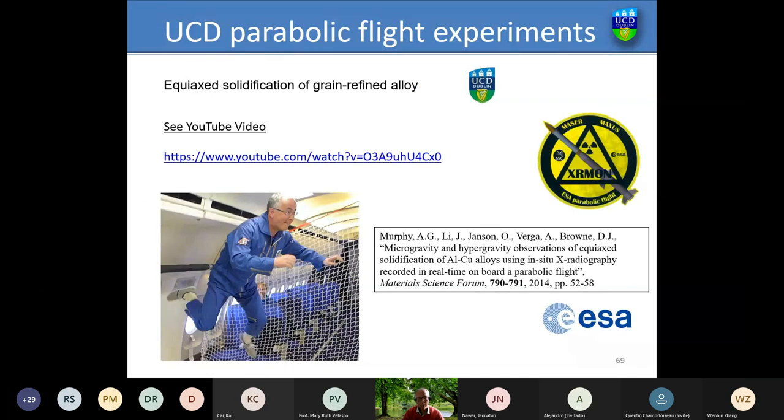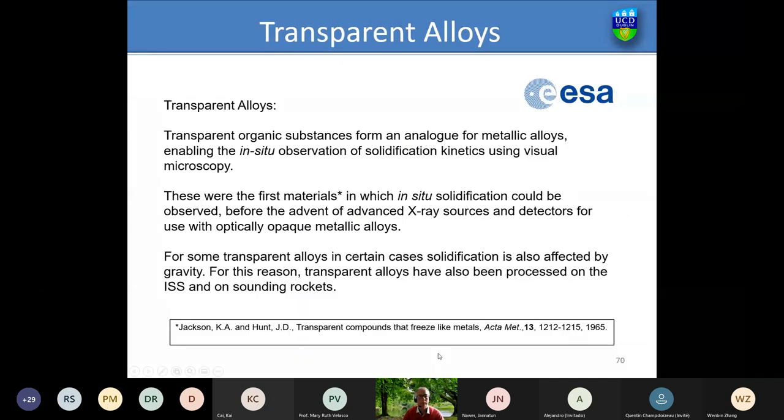One of the experiments was led by the UCD team, primarily Andrew Murphy and myself, with help from Swedish Space Corporation. I won't go into that, because it's actually on a YouTube video, which you can watch yourself, and it explains what we've done in general, and the details can be seen in the paper.